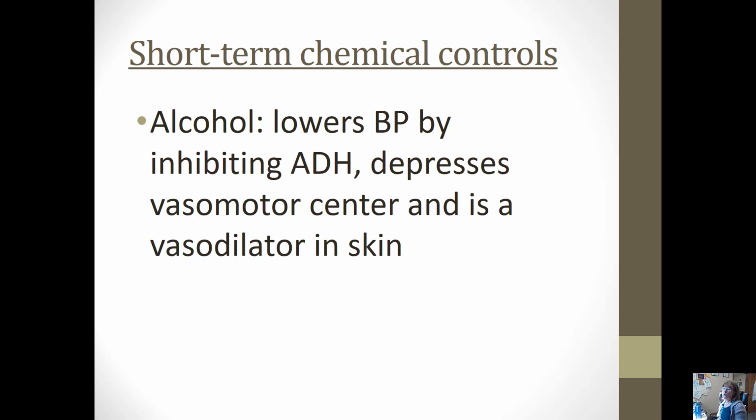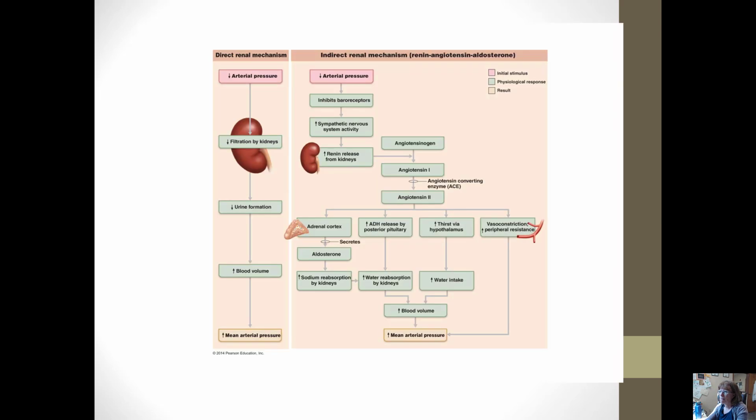Alcohol will also lower blood pressure by inhibiting ADH, and it depresses the vasomotor center, so we get vasodilation, especially in the skin. Because we've got so many capillaries going out to our skin, if too much blood goes out to our skin, then not enough blood is going to make it back to our brain. Okay, so those were the short-term mechanisms.